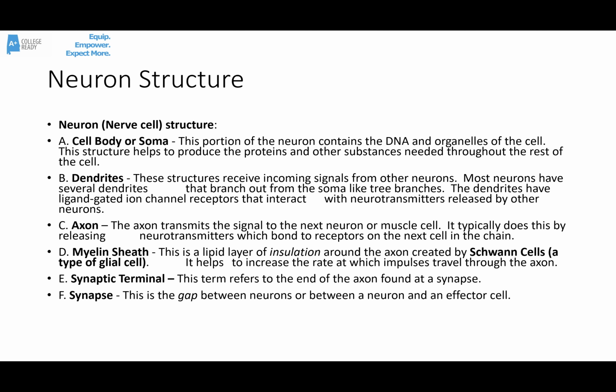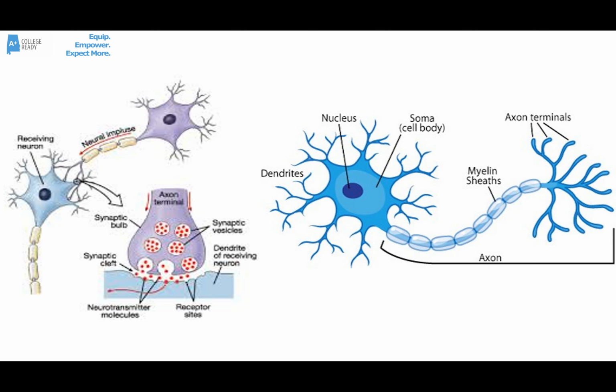So let's also talk about the structure of a neuron. A neuron is a nerve cell, and we'll talk about it from a picture here. So here's a neuron, a basic neuron. So first of all, this is the cell body, or the soma. This is where the nucleus and the DNA are located.